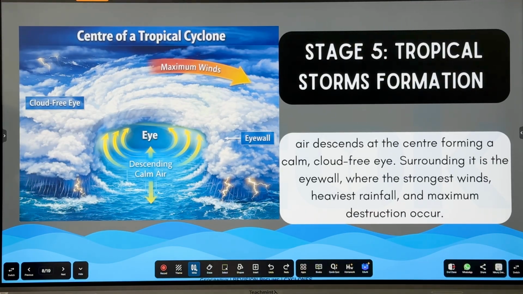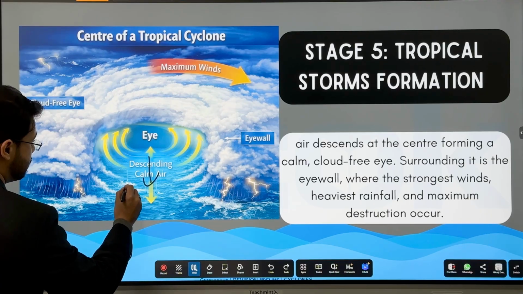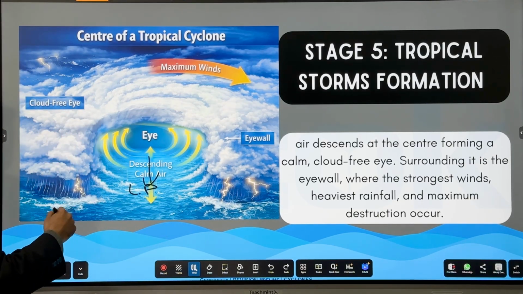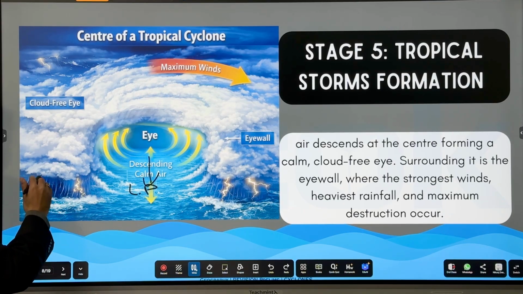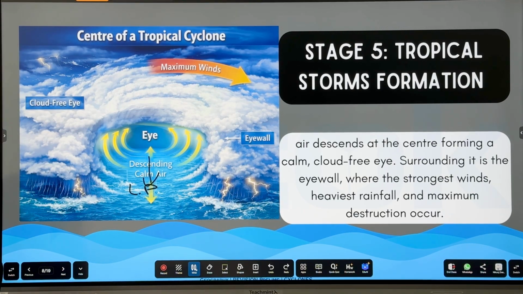Finally, stage 5, air descends at the center. Now everything is set. There is a descending calm air. A low pressure region is maintained, and the eye wall is the most destructive part. Extreme winds and extreme rainfall are taking place in the eye wall, and maximum winds are happening over here.